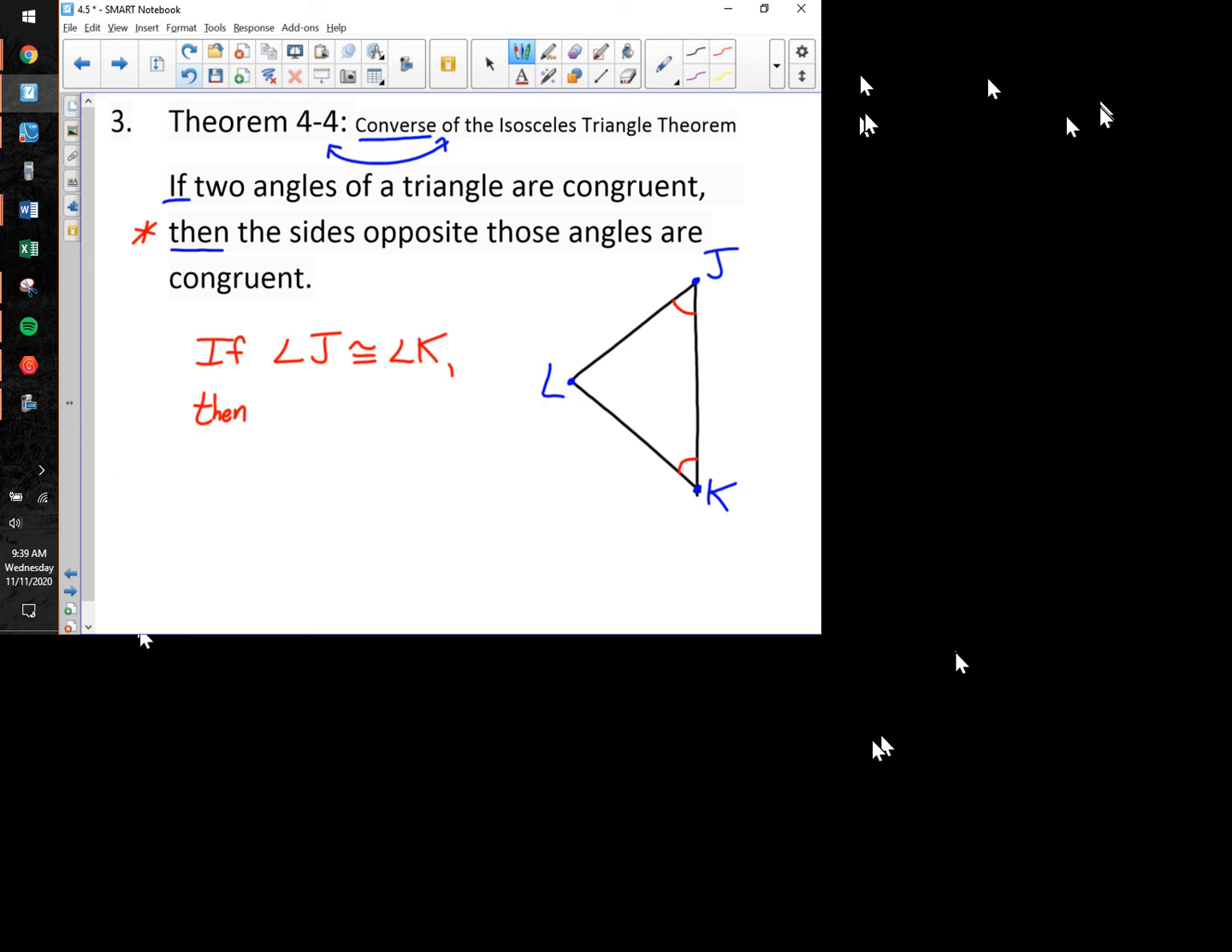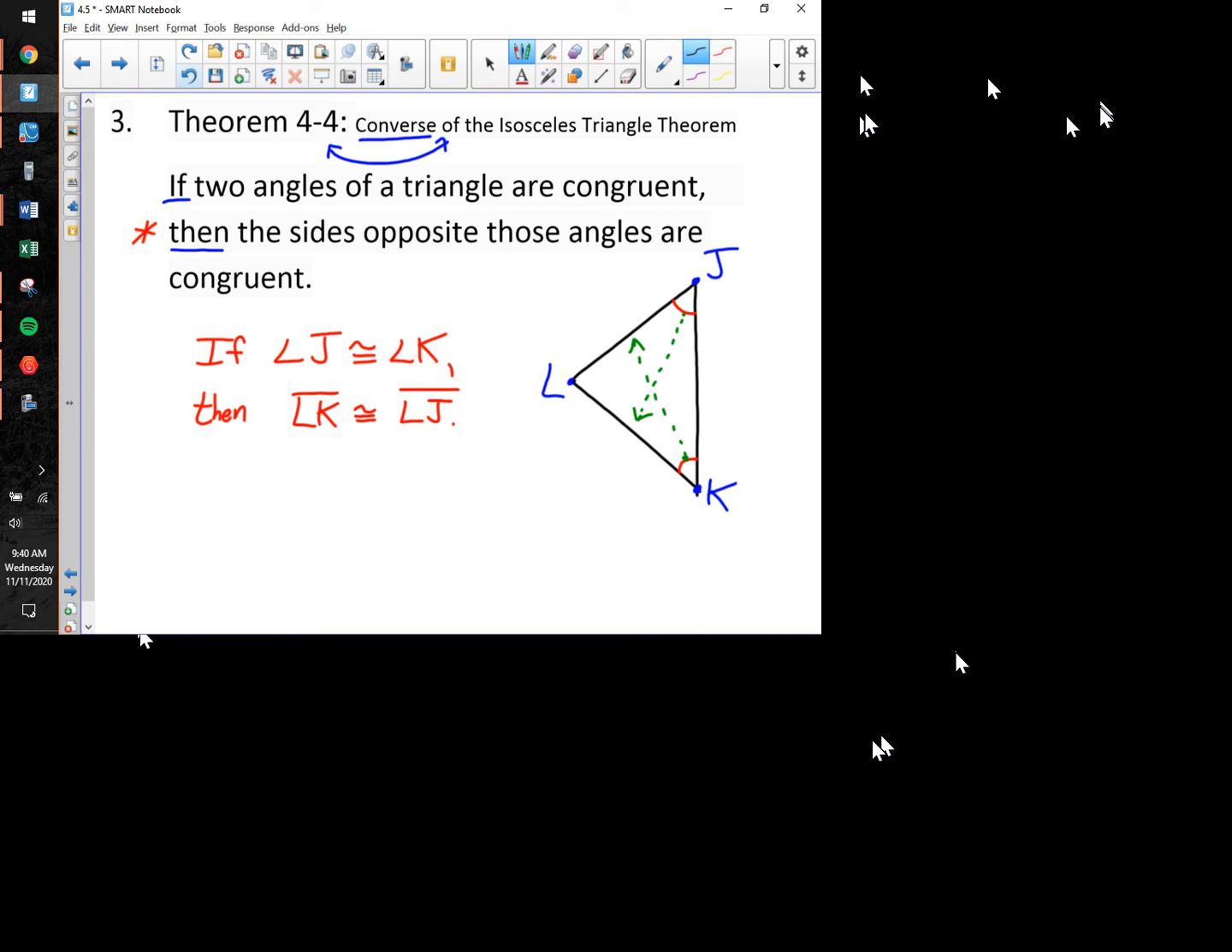The side opposite from angle J is this one right over here, LK. And the side opposite from angle K is this one right over here, JL. So however you want to name those, we could now say that line segment LK would have to be congruent to line segment LJ. Okay, that would be the conclusion of that one. And again, the reasoning is really the same, guys.